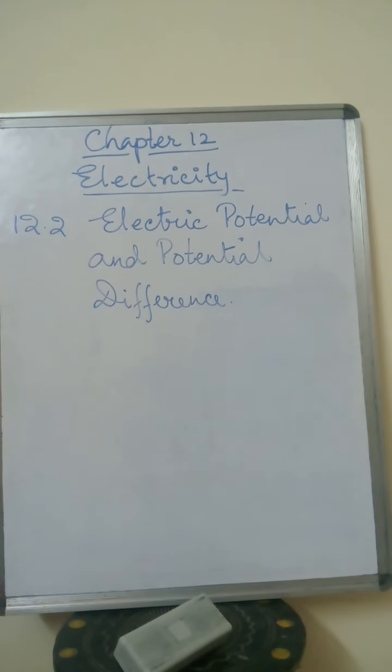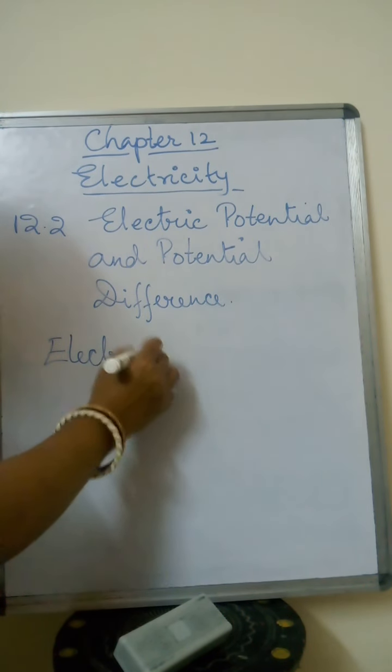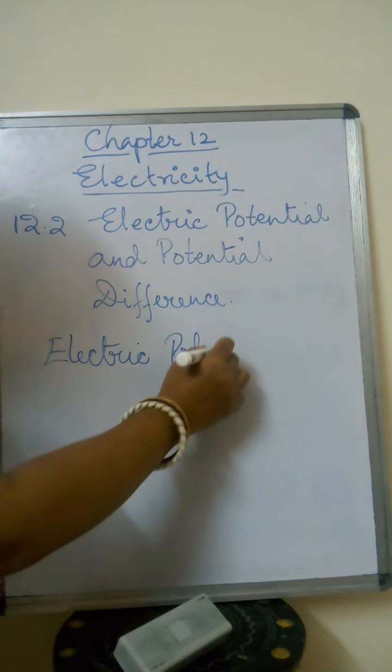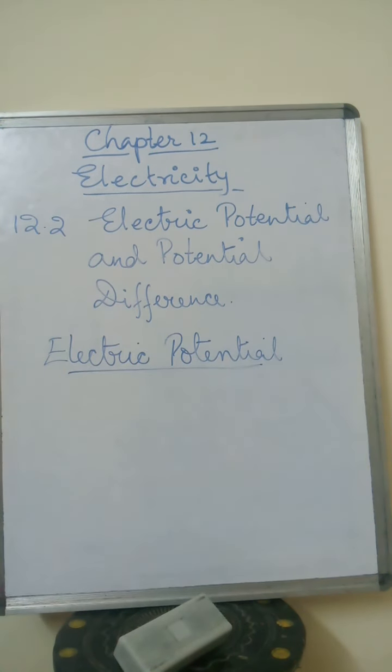So next we come to the next subtopic, that is electric potential and potential difference. First we are going to know what is electric potential. Electric potential at a point is the work done in moving a unit positive charge from infinity to that point.